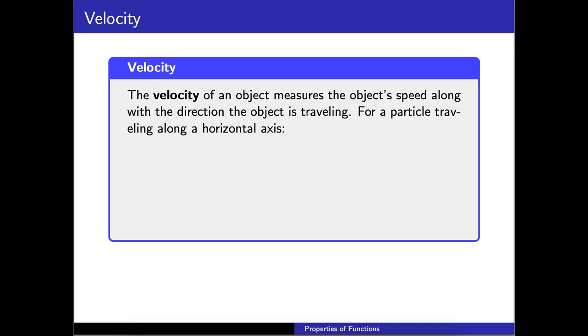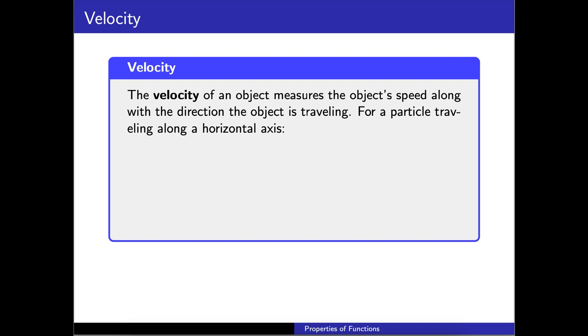Velocity of an object measures the object's speed along with the direction that the object is traveling. So if you're in a car and you look at the speedometer, that'll tell you the speed, how fast the car is going. And if you look at what direction you're heading, that speed with that direction is velocity.